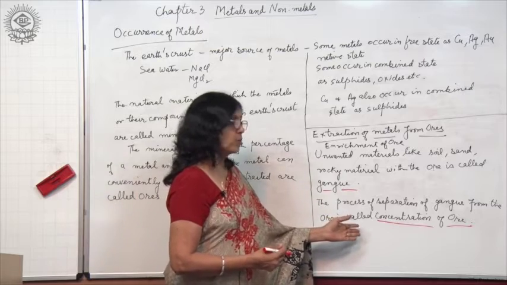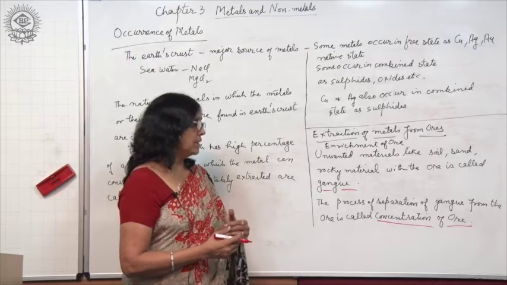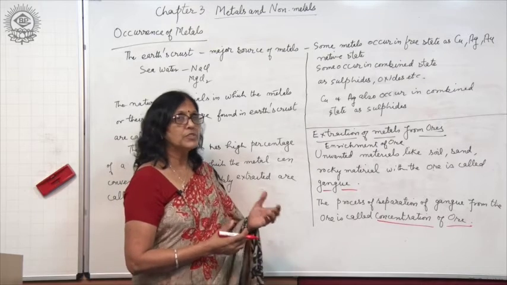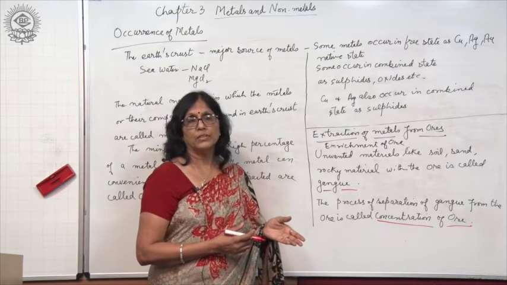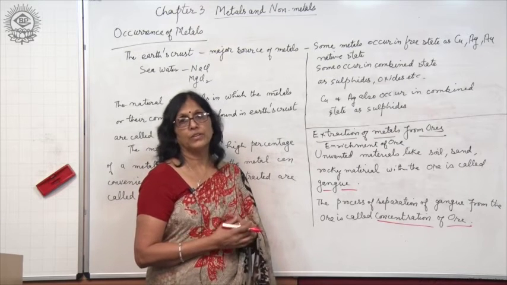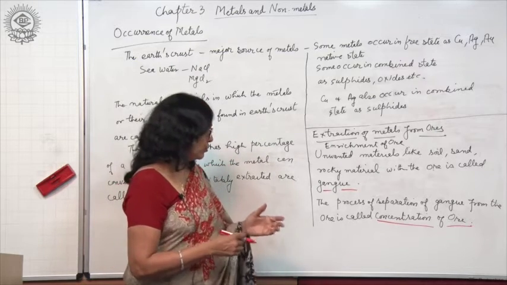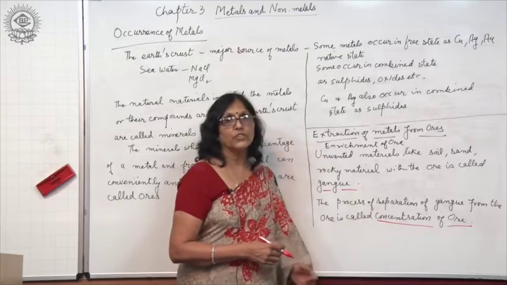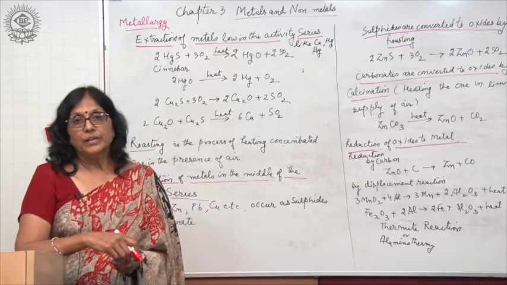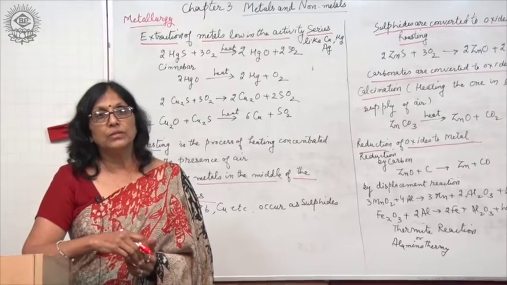Concentration of ore you will study in detail in higher classes, and it can be done by various processes depending upon the differences between the physical and chemical properties of the gangue and the ore, because the gangue and the ore have different physical and chemical properties, and that is taken into account to choose the process for the concentration of ore. Extraction of metal from the naturally occurring mineral, that is ore, is called metallurgy.